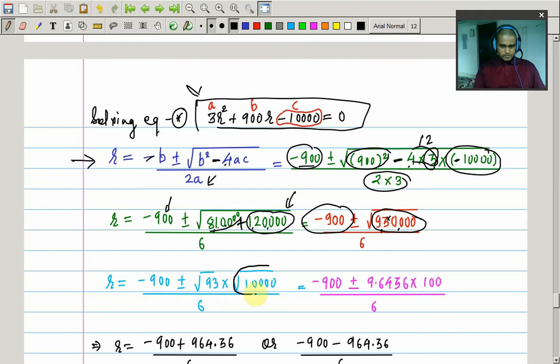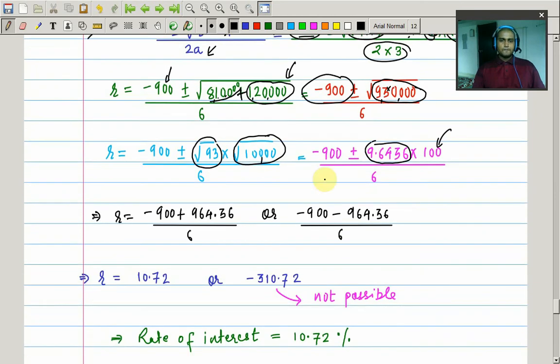The square root of this thing is very easy. That's why I have separated it. This is the square root of 100. 100 into 100 is 10,000. And in the question, it is given that the root of under root 93 is this. And this is the square root of 10,000. So I guess everything is done now. So minus 900 plus minus multiply this upon 6. So because of this sign, I'm going to have two values of r.